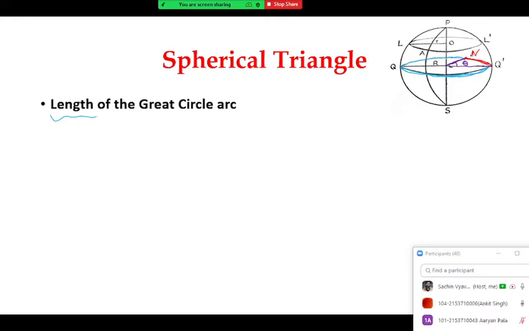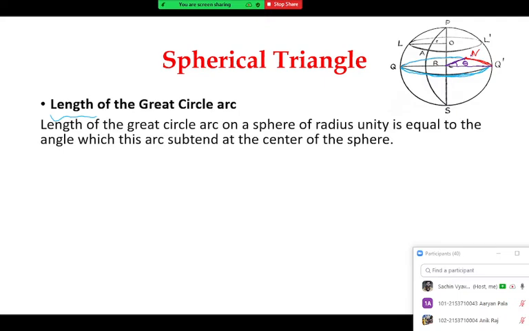Yes, sir. Okay, so the angle subtended by, or angle made by, that arc with the origin, with the center of the sphere, is known as the length of the arc of a great circle. So this is the definition that you have: the angle made by the arc with the center of the sphere is the length of that arc of the great circle. Now, shortest distance.